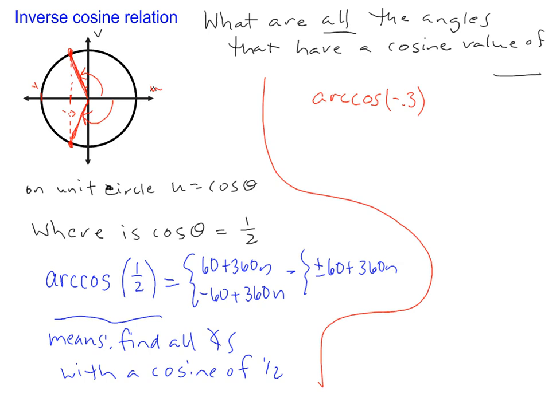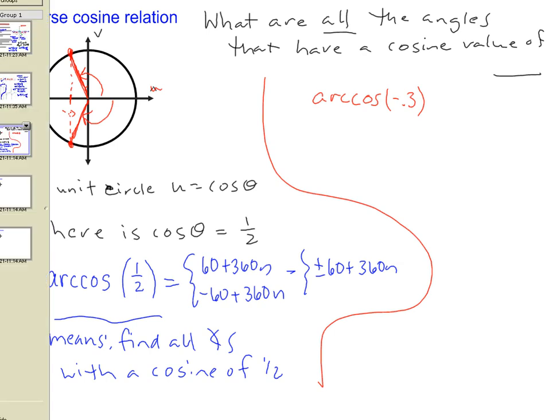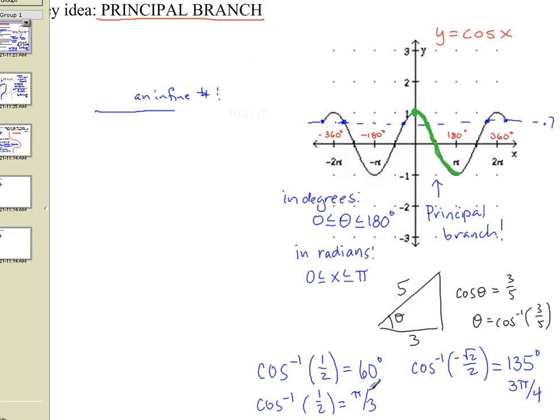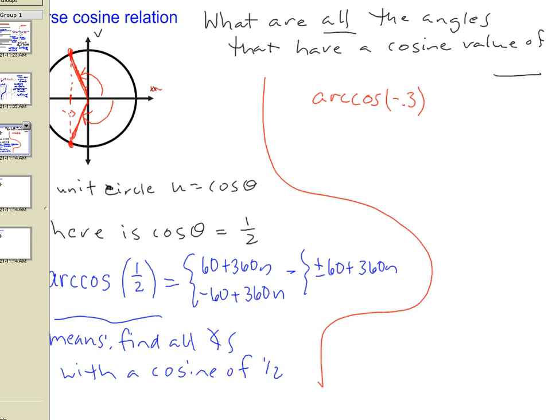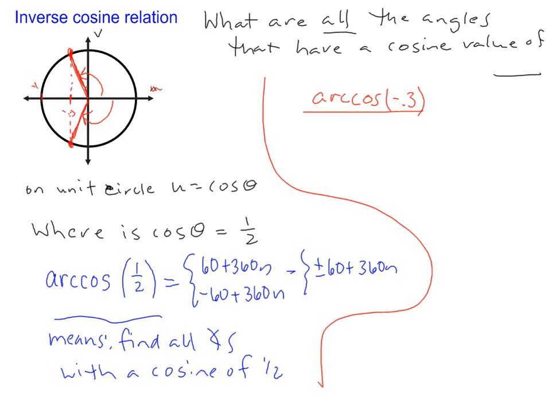Remember from the first video that inverse cosine will figure out the one angle in the principal branch of cosine that has a cosine of whatever value I'm looking for. So if I go back to what I was doing here, what happens if I do inverse cosine of negative 0.3? Well, this is going to give me one angle with a cosine of negative 0.3. And if I have one angle, then I can be clever and use that to figure out all the other ones.